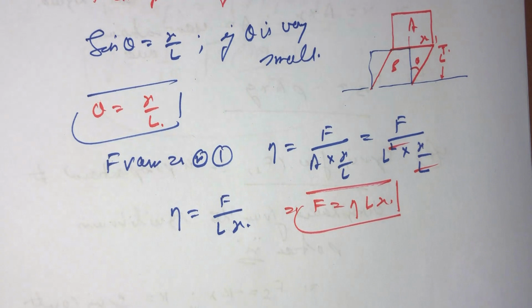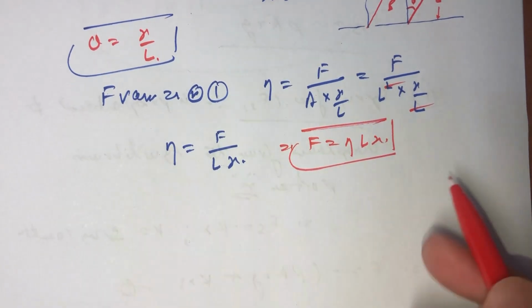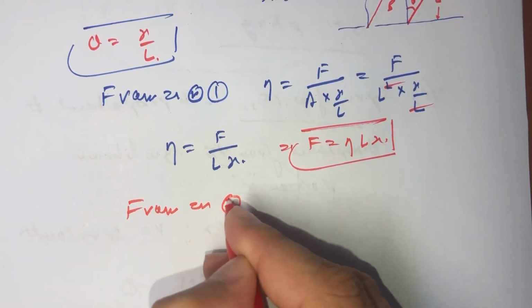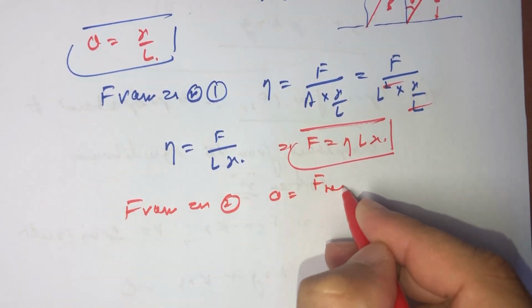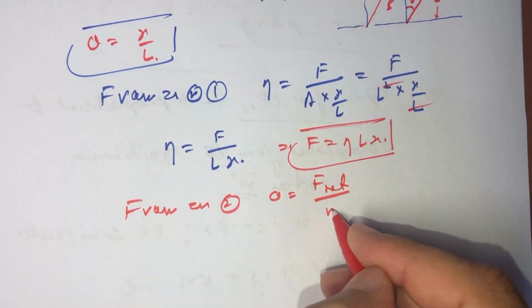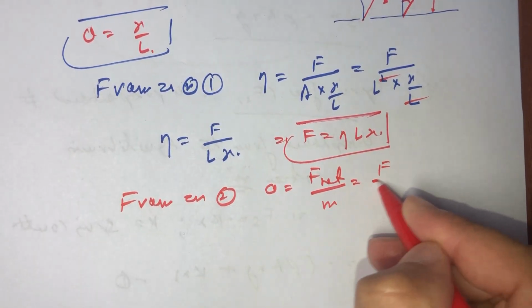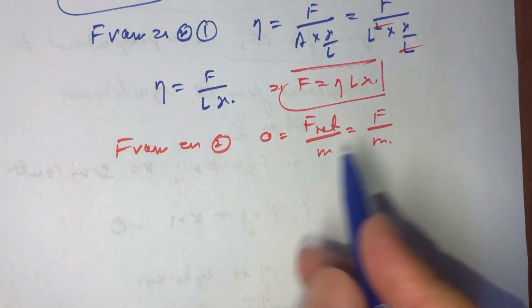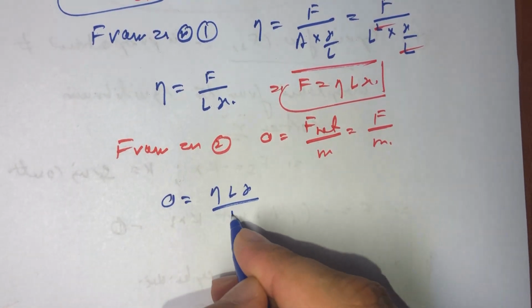So this is the value of the applied force. Now from equation 2 we can say that acceleration is equal to net force divided by mass, and in this case the net force is F, so it becomes F upon m. We substitute the value of F in this equation, and we get a is equal to nu Lx upon mass m.